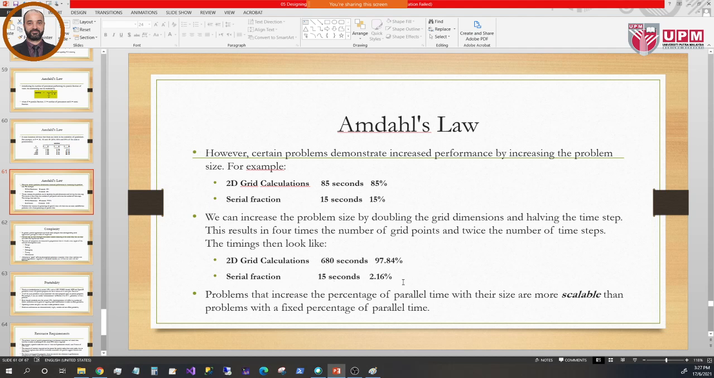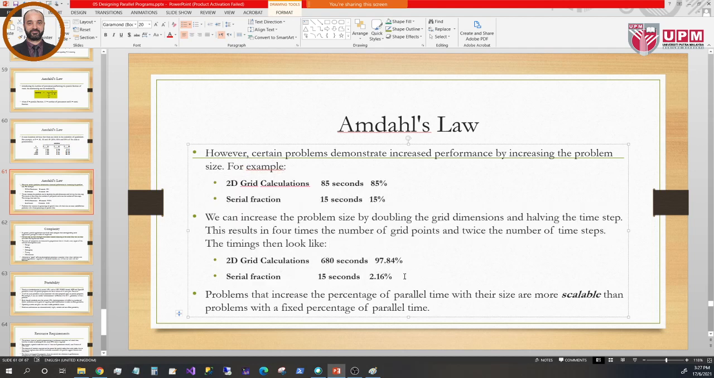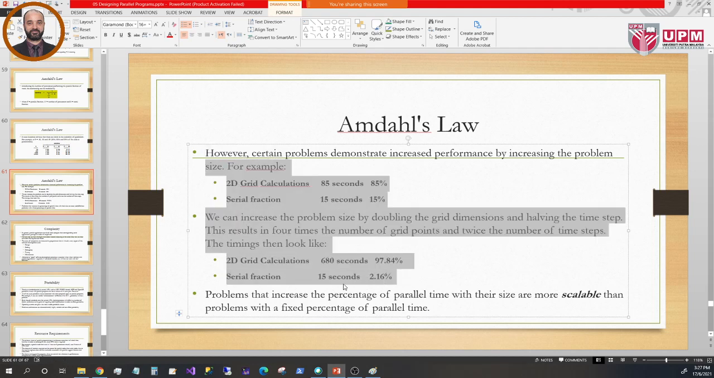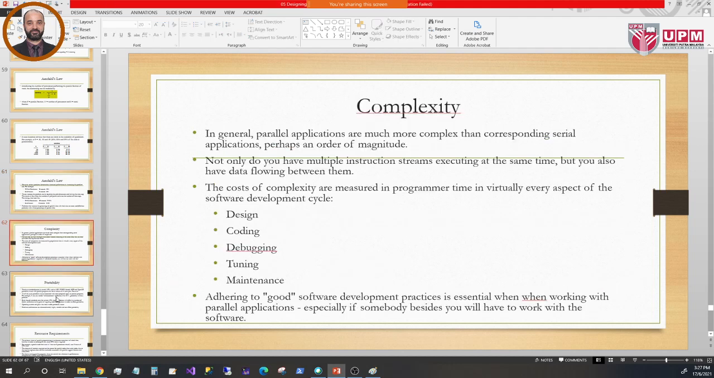Actually they give numbers here, but this is really not clear how they calculate that. Okay, problems that increase the percentage of parallel time with their size are more scalable than problems with a fixed percentage of parallel time. So this is the scalability. If you remember, we have already taken this topic before under Amdahl's law.